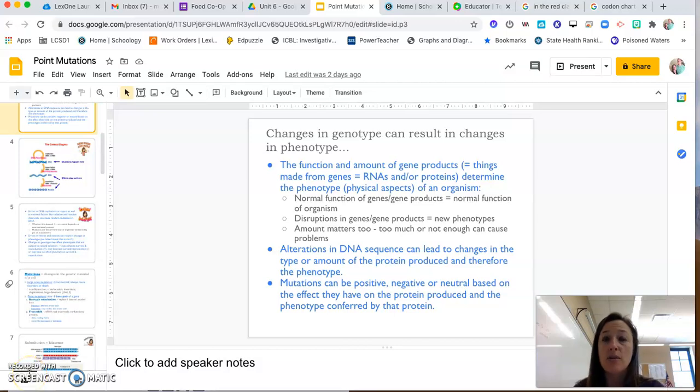All right, let's take a second to talk about point mutations. So in Unit 5, we talked about chromosomal mutations, or large-scale mutations that involved chunks of chromosomes or whole chromosomes and therefore multiple genes. In this case, what we're talking about are one little tiny change, usually in one base, that is going to result in a change in that one gene.